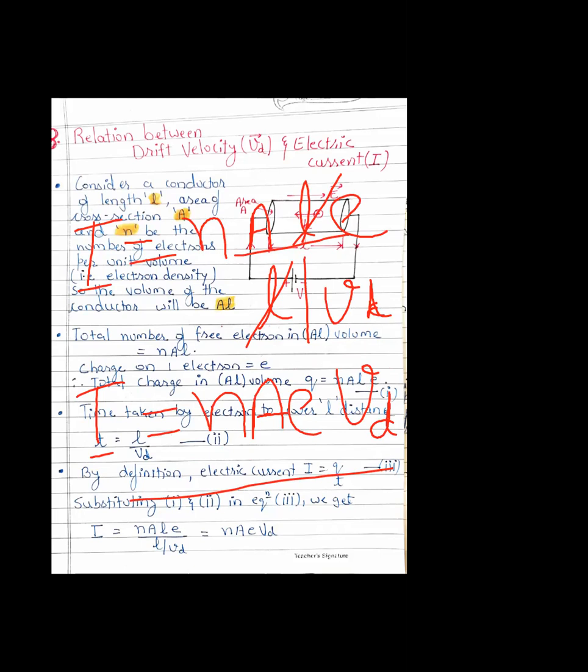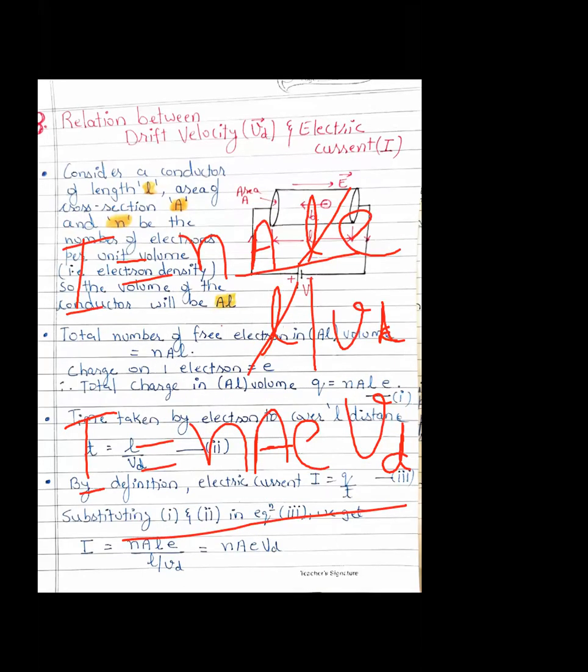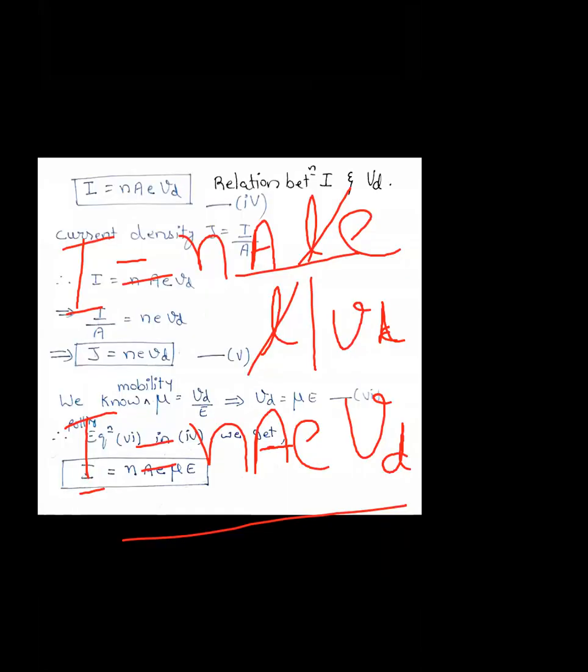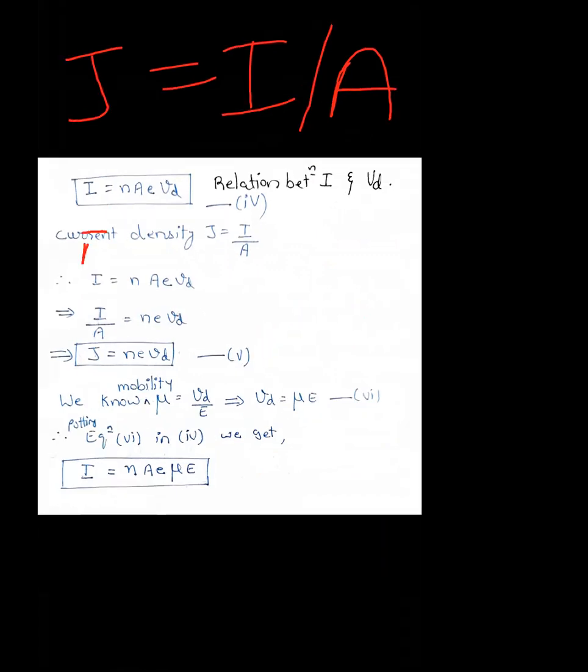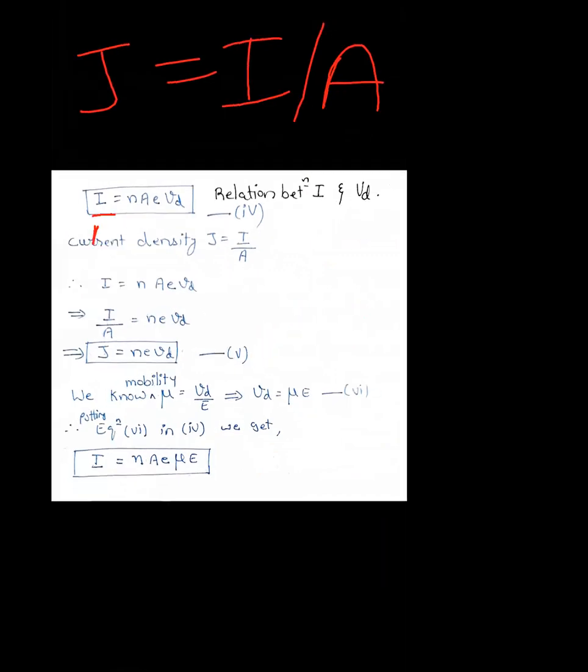Right? Now, suppose I don't want current. This is one equation, right? Okay. This is one equation. Fine. This gives the relation between current and drift velocity. Now, if I don't want current, I want current density. So we know the formula of current density. J equals to what? I by A होता है ना. So what we will do? We will simply divide the equation by A.